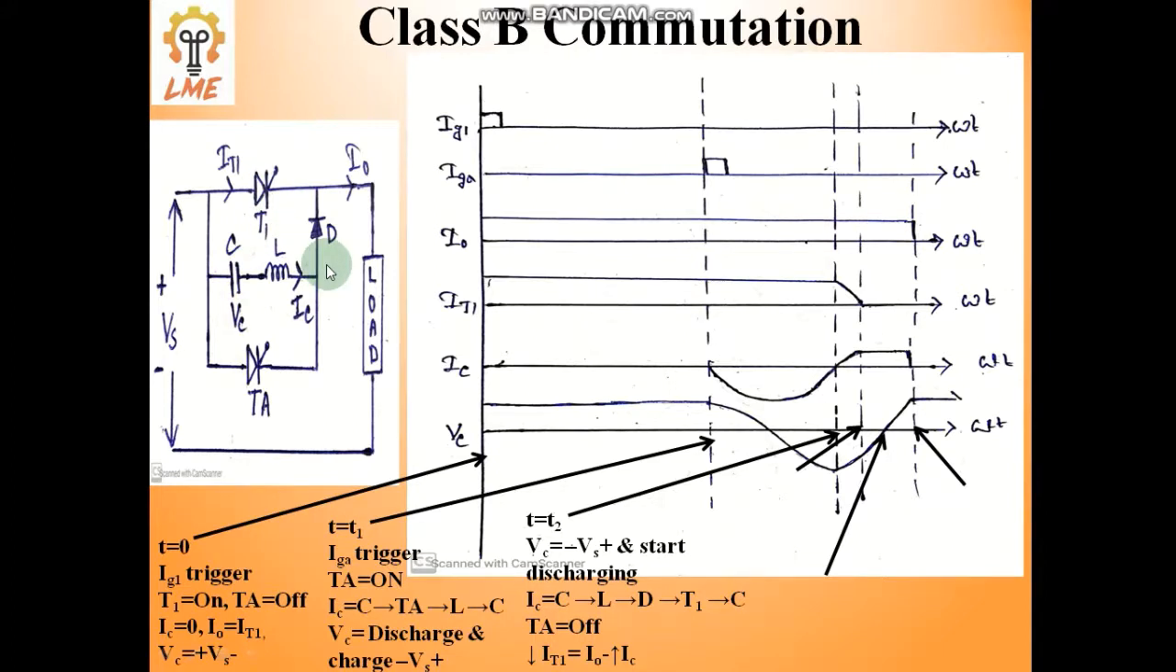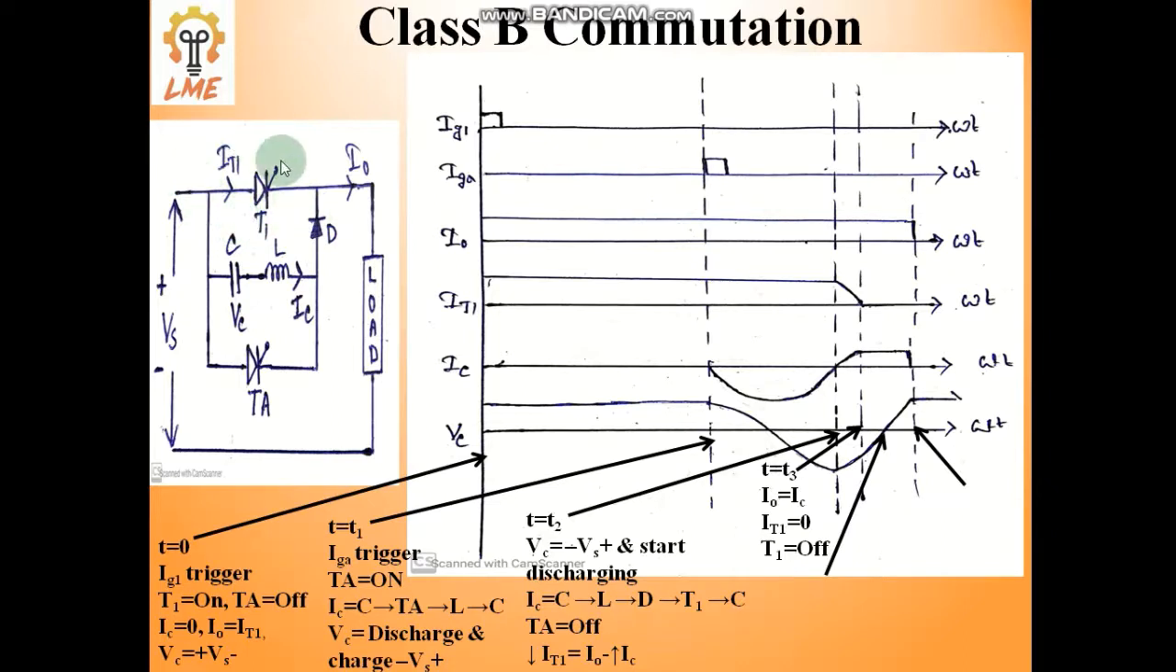In this time, IT1 continuously reduces because the capacitor current starts increasing, because it's discharging. In this way the capacitor current increases and IT1 decreases. Okay, and IO is constant. So in this way IT1 goes on decreasing. Sometime it will become t equal to t3, when IT1 goes to 0 and the output current equals IC, meaning this output current equals IC.